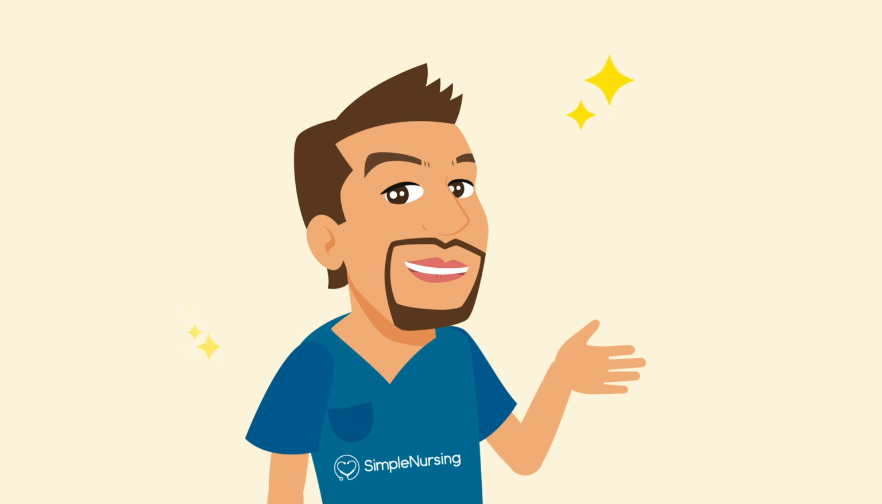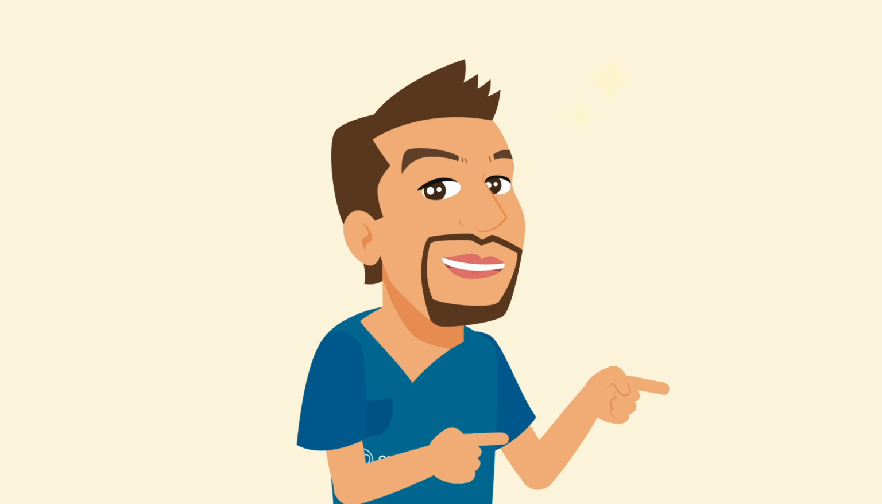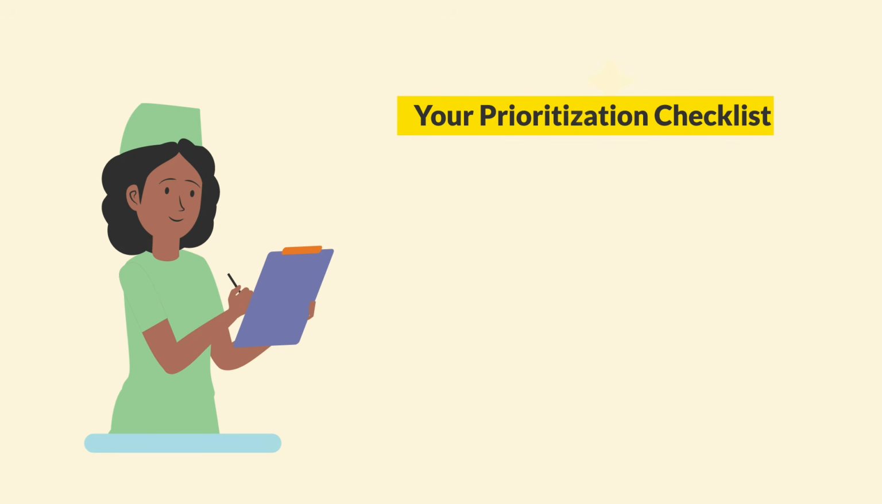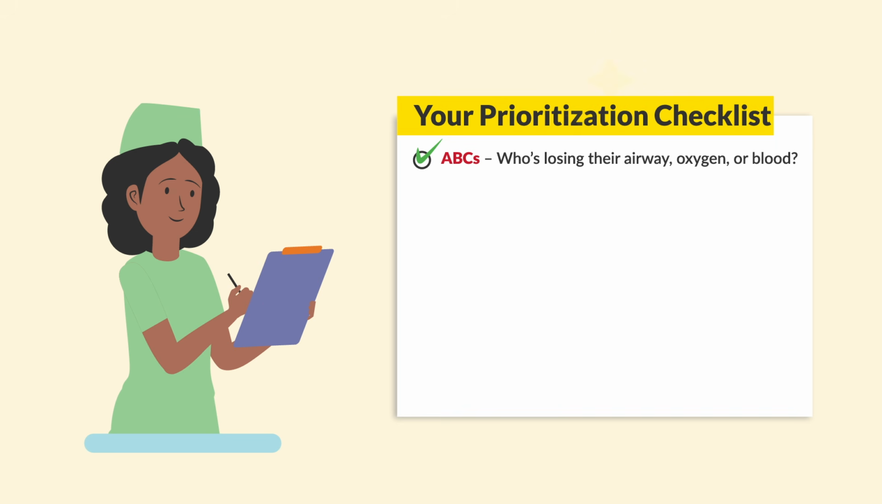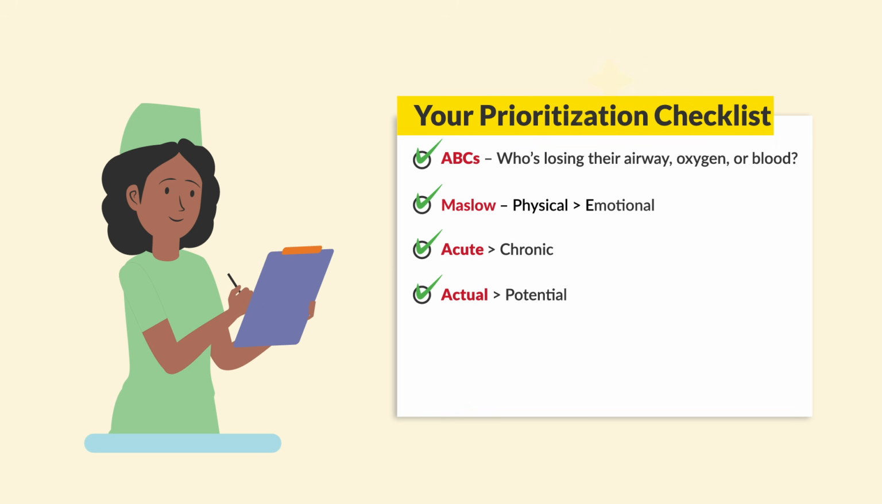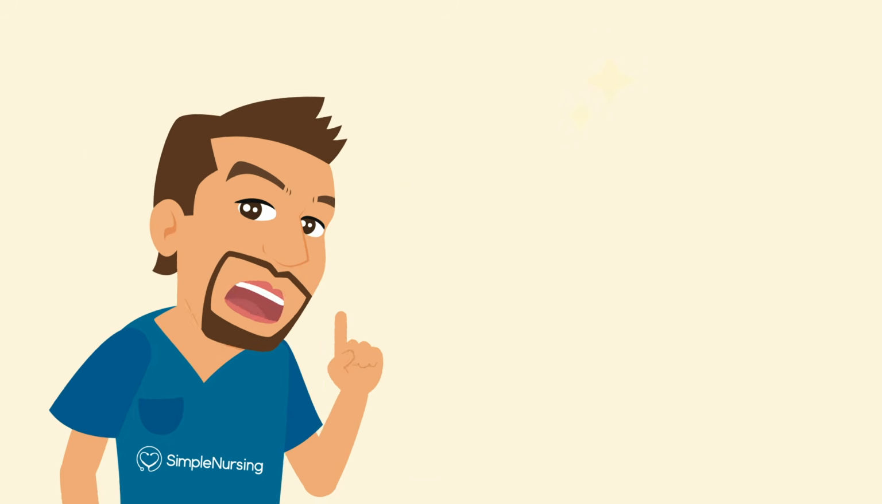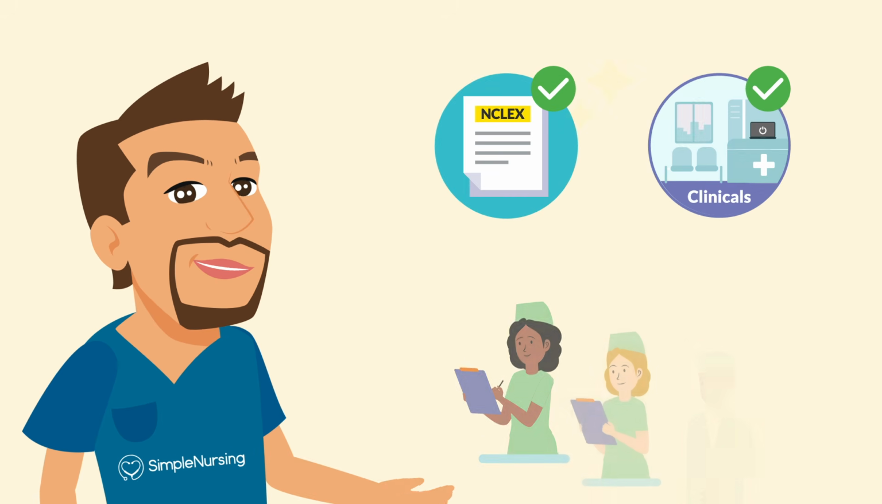All right, now for a quick recap for the most tested topics that love to come up on exams. We covered the prioritization checklist. We're talking ABCs, always ask who's losing their airway, oxygen, or blood. Next is Maslow's. Remember, physical always comes before emotional, and acute always comes before chronic. Actual problems come before potential problems. Unstable patients always before stable patients. And then lastly, when in doubt, always ask what's going to kill them fastest, or which patient dies first. These rules will carry you straight through the NCLEX, clinicals, and in real life nursing.